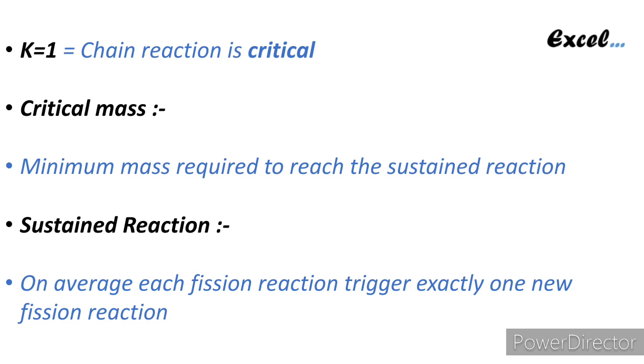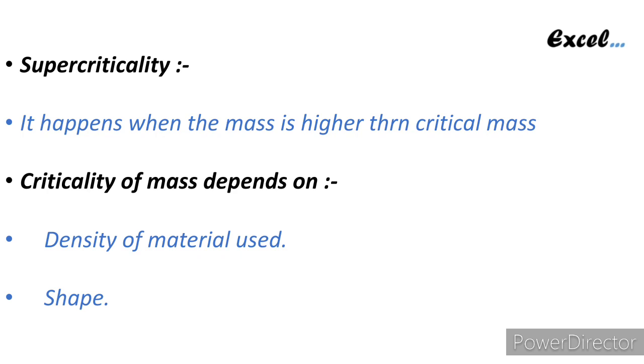But what does critical really mean? It is the minimum mass required to get the sustained reaction going. A sustained reaction is when, on average, each fission reaction triggers exactly one new fission reaction. So the fission reactions happening in each time unit are the same. Adding more material will make the mass supercritical. Supercriticality happens when the mass is higher than the critical mass. The reaction becomes uncontrollable and the fissile material will explode.